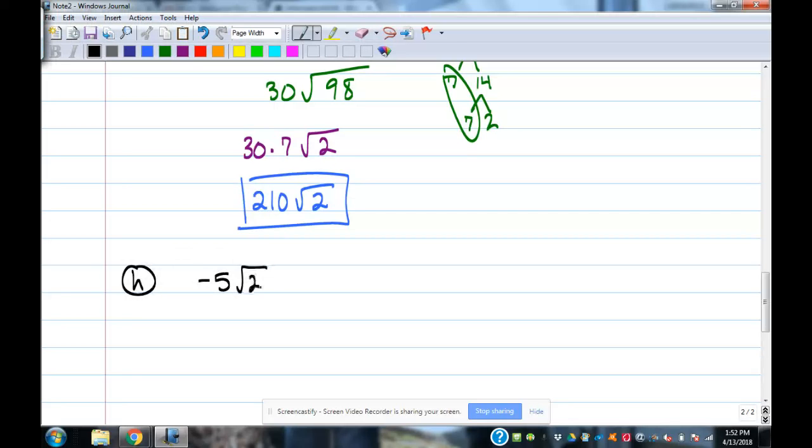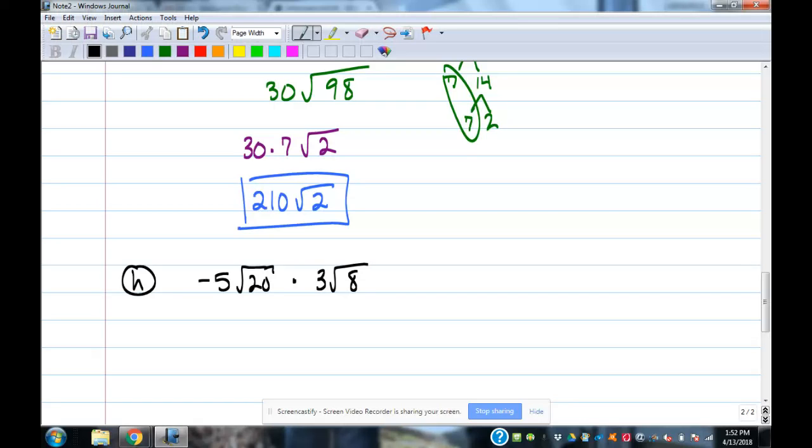Negative 5 radical 20 times 3 radical 8. Now, when you see a radical 20, we've done radical 20 a couple of times already in notes today, and over the last couple of weeks. Instinct says, oh, I've got to simplify radical 20 because I know it will. But don't, because you're multiplying.